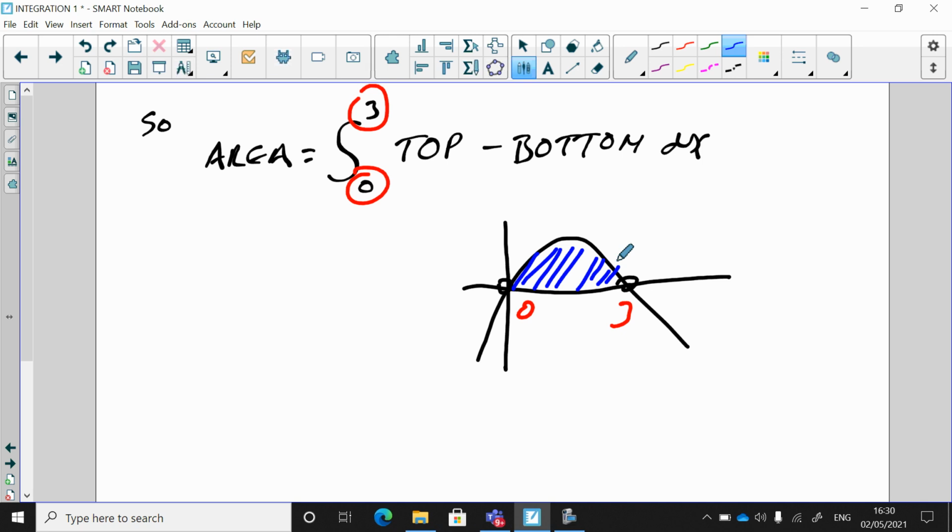We can only work out with integration is the area between the x values, from 0 to 3 here. That's what we're doing.